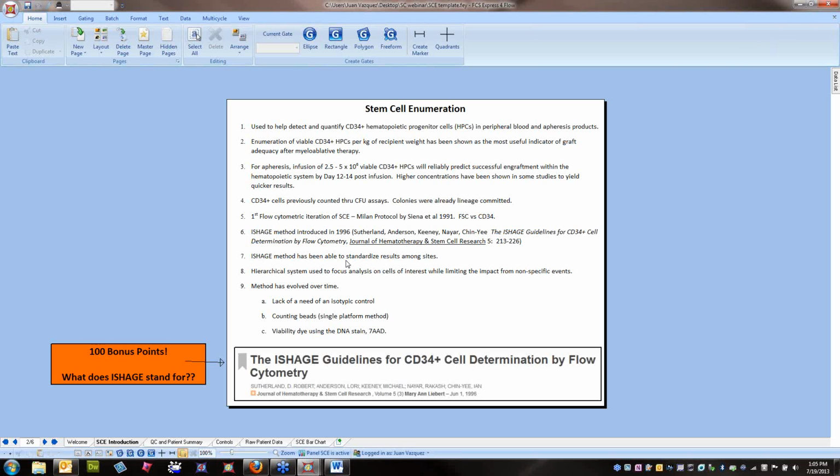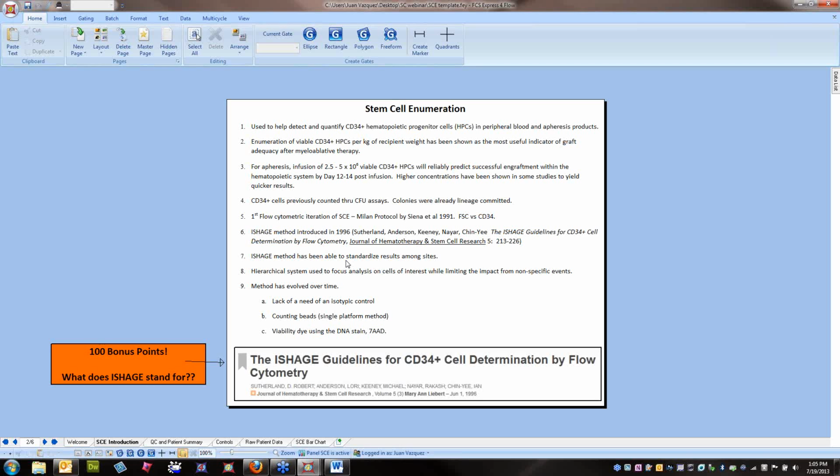The introduction of the ISHAGE method has been proven to be a reliable way to help standardize assay results. Prior to the ISHAGE method, there were different iterations of the assay, where performing the same assay at various sites yielded different results. So the ISHAGE method provided a good way to help standardize this assay among different sites.